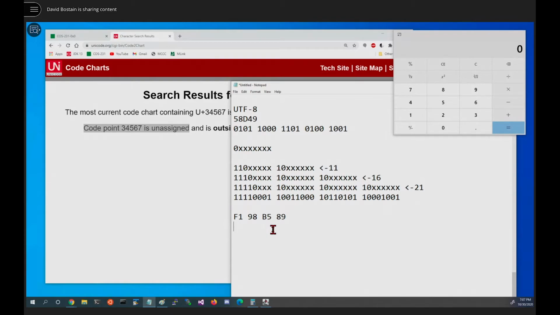Notice there's no big endian or little endian associated with UTF-8. It's always single bytes. Any questions about Unicode? Any other questions? We're going to move on if not. No questions? Okay.